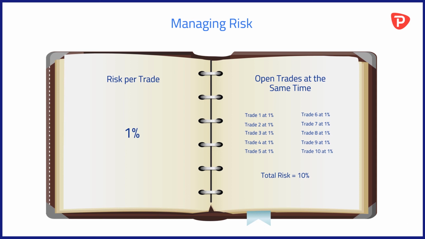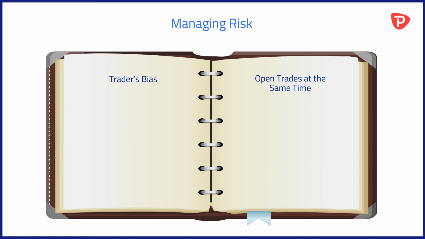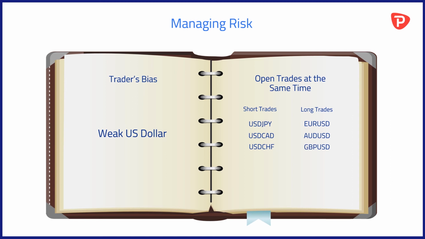The example that we can see on the screen shows a trader risking only 1% per trade, with a bias to a weakening US dollar. They have short positions placed on the USD Yen, the USD CAD, and the USD Swissy currency pairs, and long positions on the Euro USD, Aussie USD, and Pound USD currency pairs.